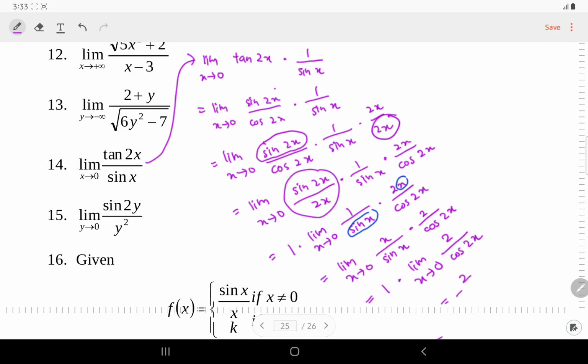So we got 2 divided by cos 2 times 0. So it will become 2 divided by cos 0. Okay, cos 0 is equal to 1. Tekan calculator je. Cos 0 is equal to 1. So 2 divided by 1. So the final answer will be 2.